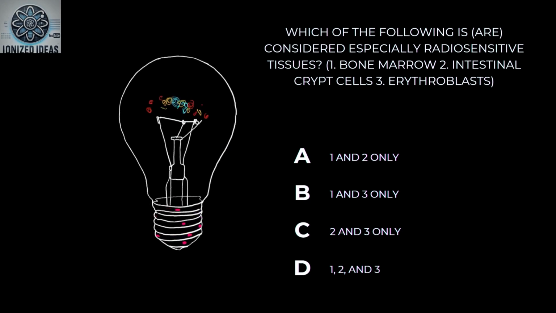Which of the following are considered especially radiosensitive tissues? 1. Bone marrow, 2. Intestinal crypt cells, 3. Erythroblasts. A. 1 and 2 only, B. 1 and 3 only, C. 2 and 3 only, D. 1, 2, and 3.